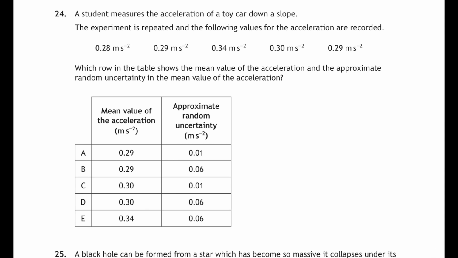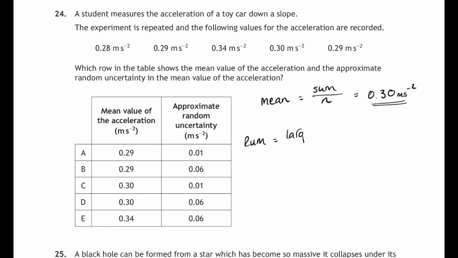Question 24. A student measures the acceleration of a toy car down a slope, and the experiment is repeated and the following values are recorded. So we've got 5 measurements, and we're asked for the mean value of the acceleration and the approximate random uncertainty in the mean. Well, the mean is just them all added up and divided by the number of readings. So in this case it's the sum divided by 5. That gives you 0.30 meters per second squared.